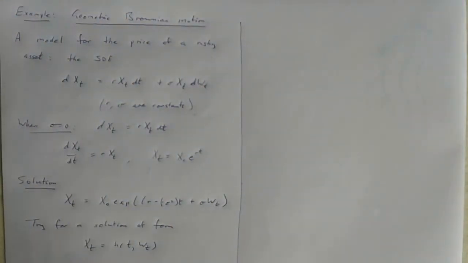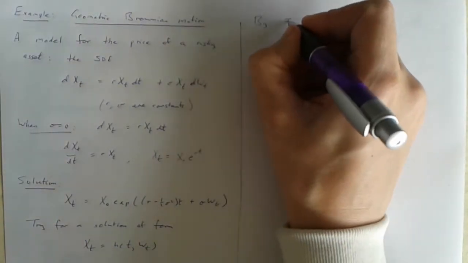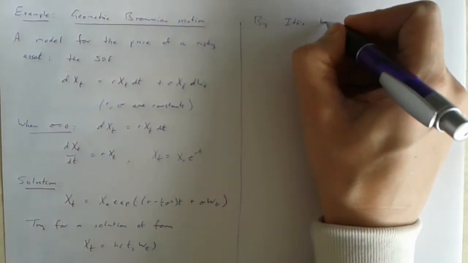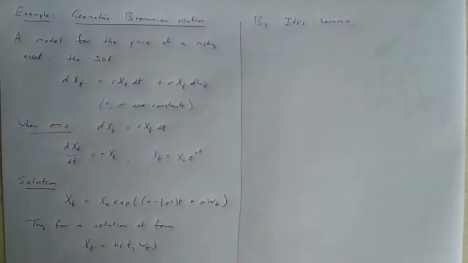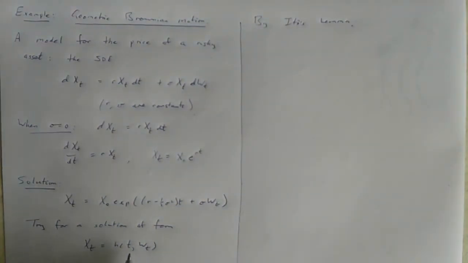And now we just have to find out what h is. So this would be where Ito's lemma comes in. We're going to apply Ito's lemma, which is made for things that look just like this, and see what Ito's lemma has to tell us about it.